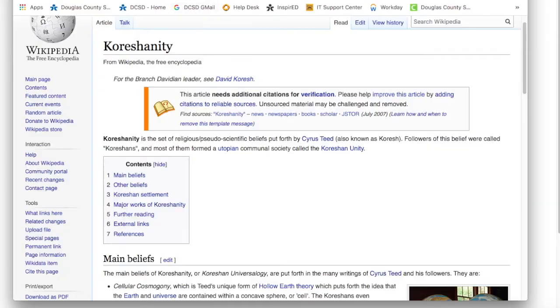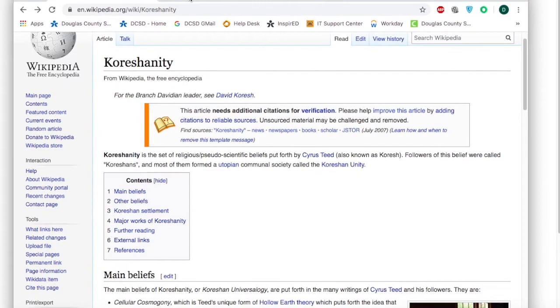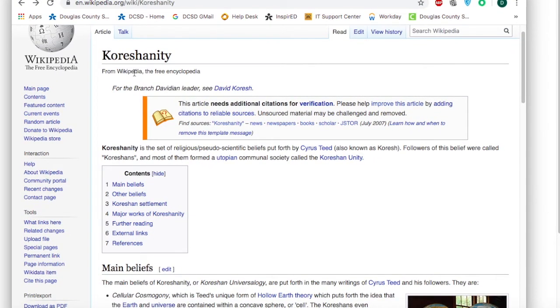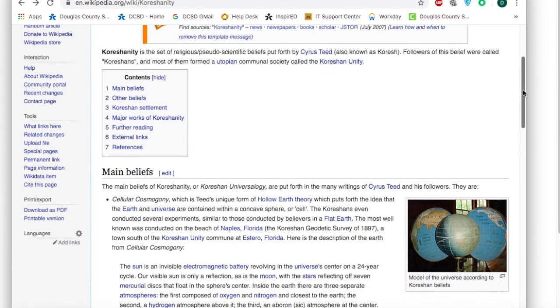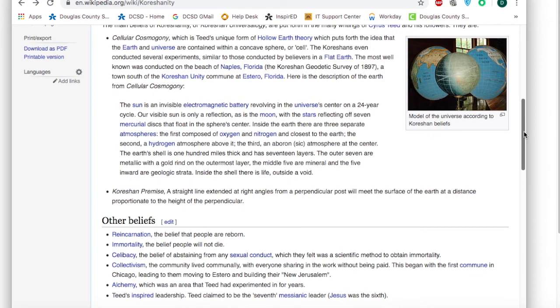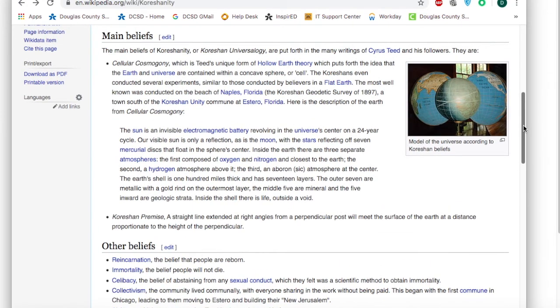One application of Gauss's law of gravitation that I think is very interesting is there was a religious movement in the late 1800s known as the Koreshinity movement or faith, and they had a compound in Florida where they claimed to do experiments that they said proved that the Earth was a hollow sphere. So let's look at this idea of a spherical Earth in terms of Gauss's law of gravitation.